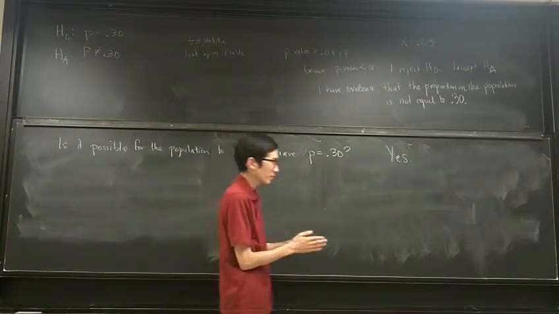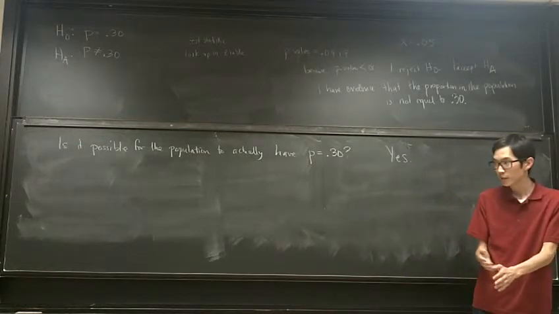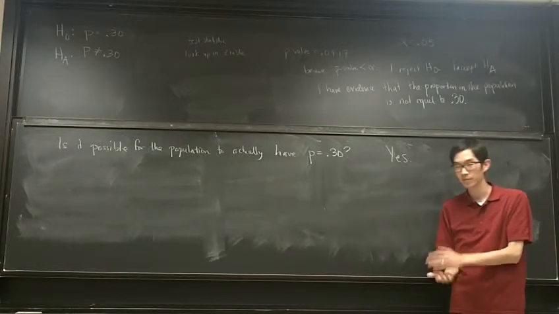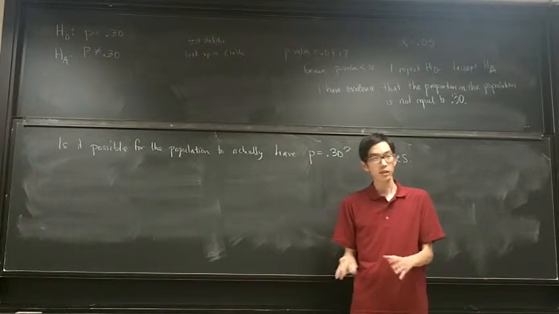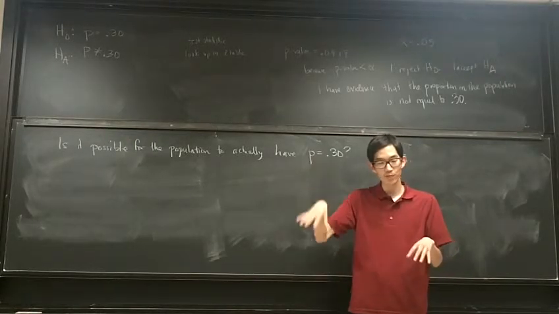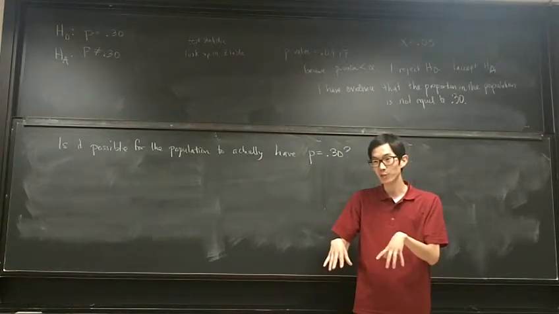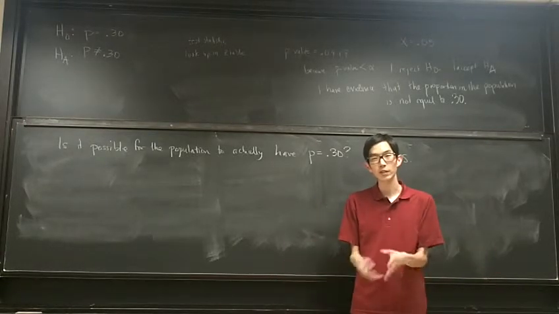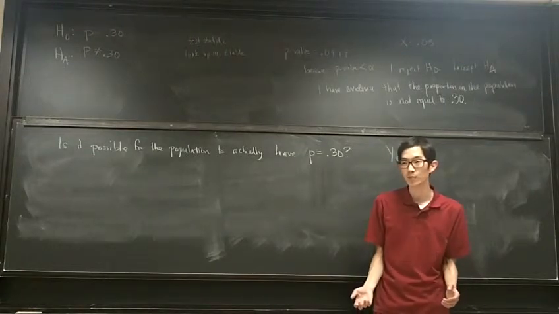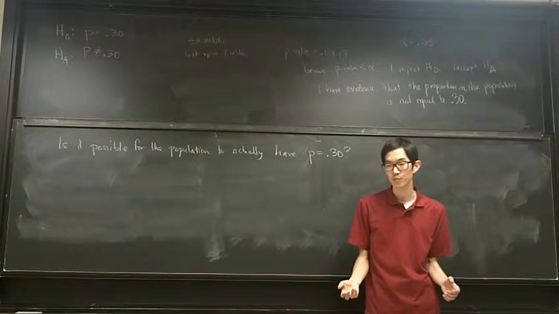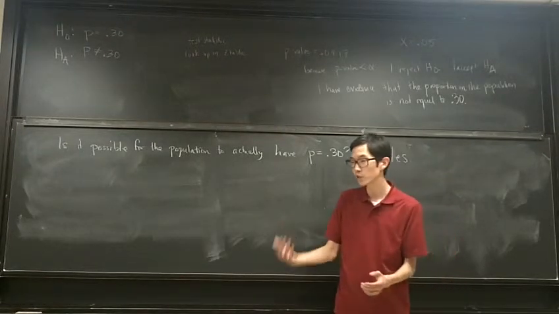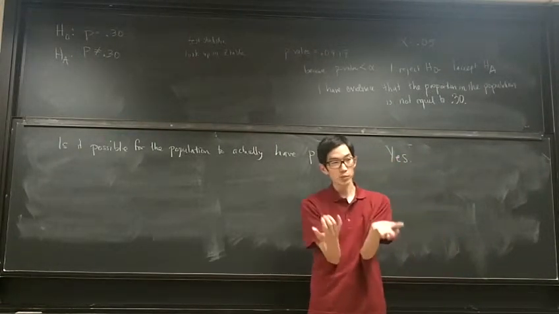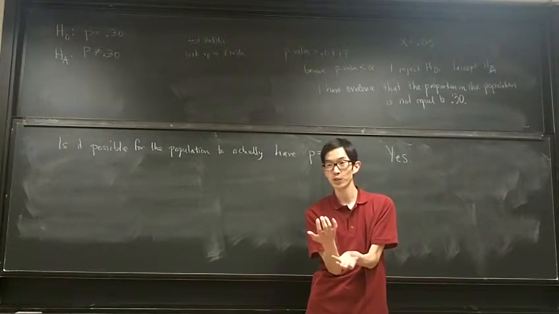Okay, so what's happening, remember, the population is some entity, and we can't survey everybody in the population. So maybe here's a better example. Let's say in the United States, it's truly 50% male and 50% female. If I take a random sample of, let's say, 30 people, I could get 12 males and 18 females, right? According to my sample, 12 divided by 30 is 40% male.